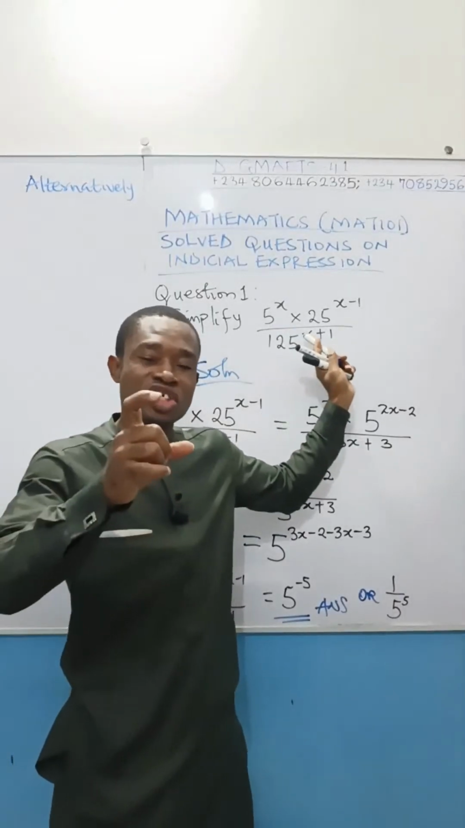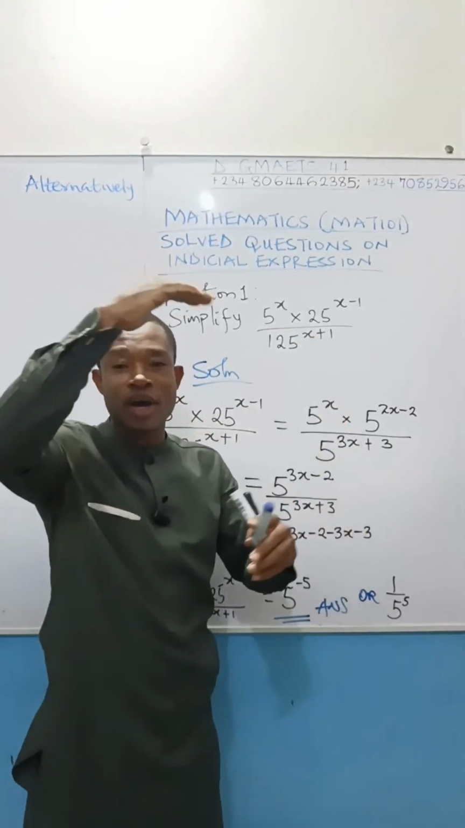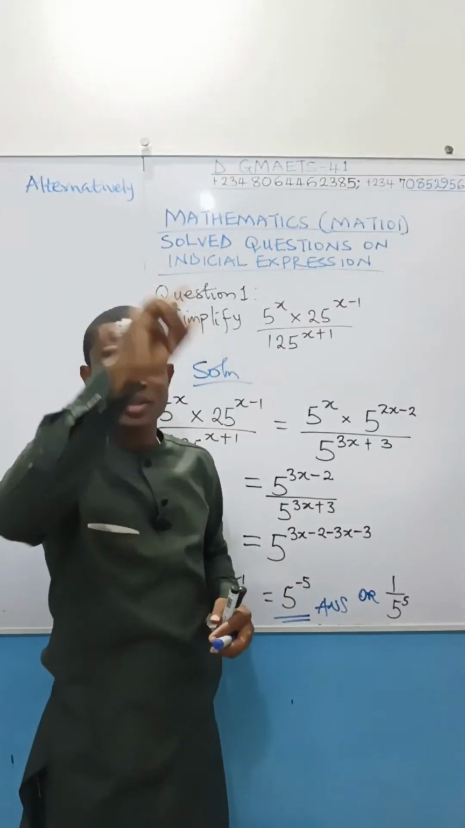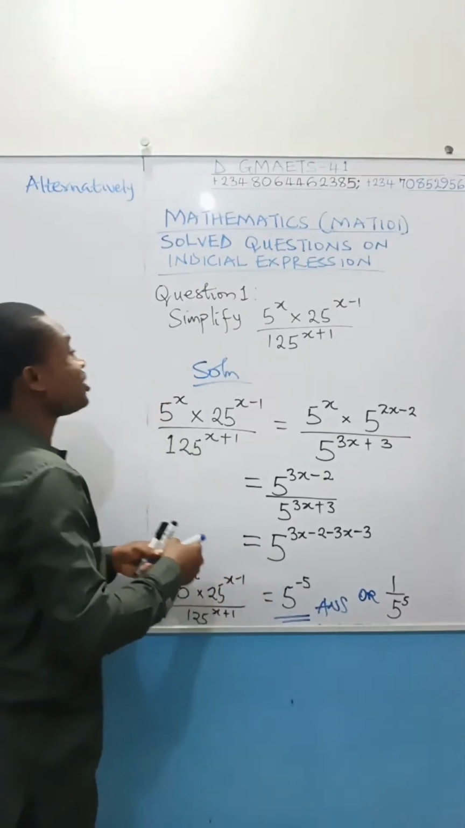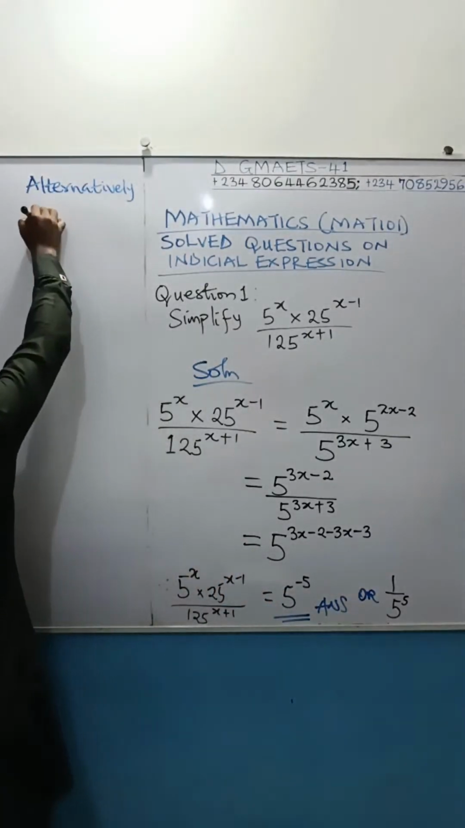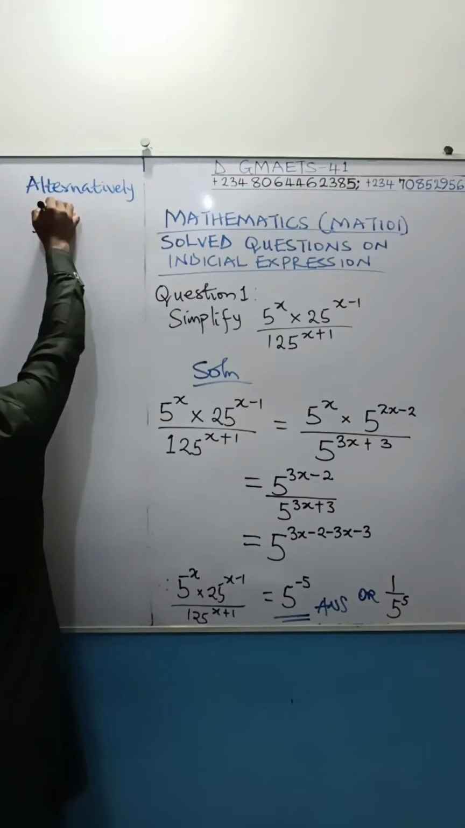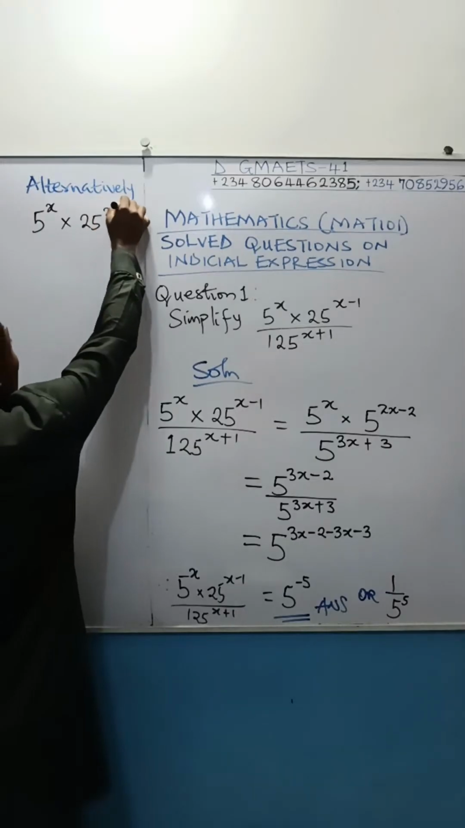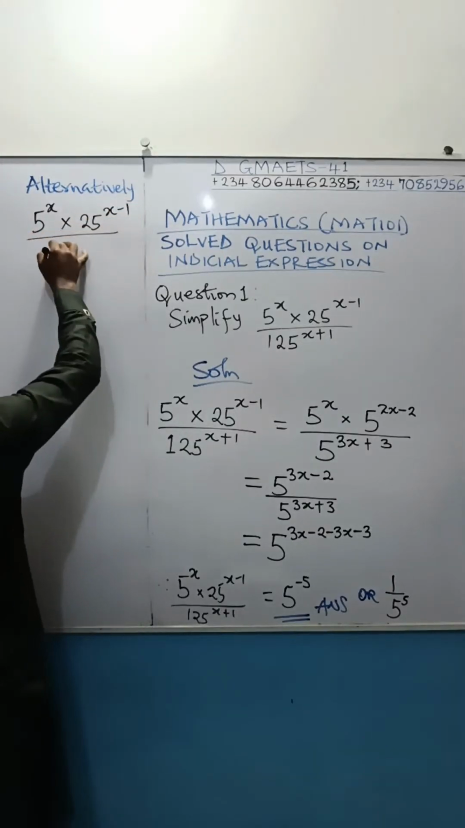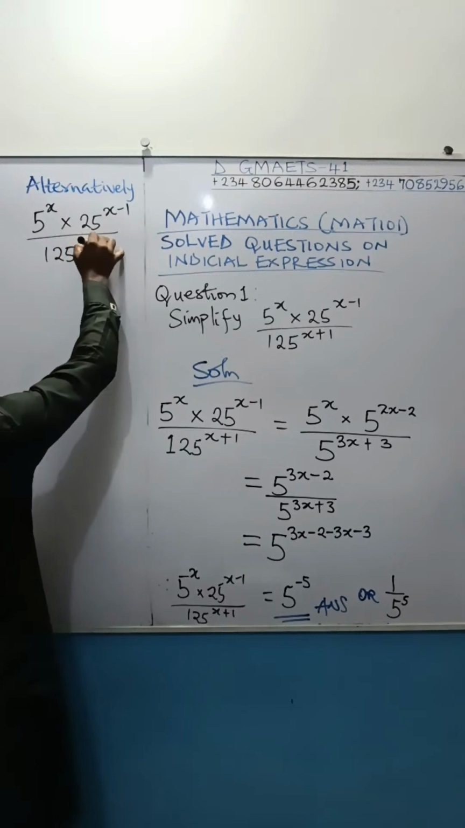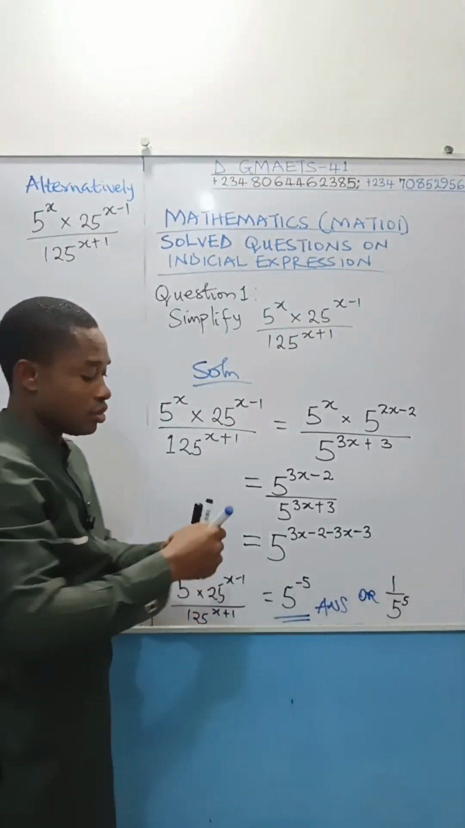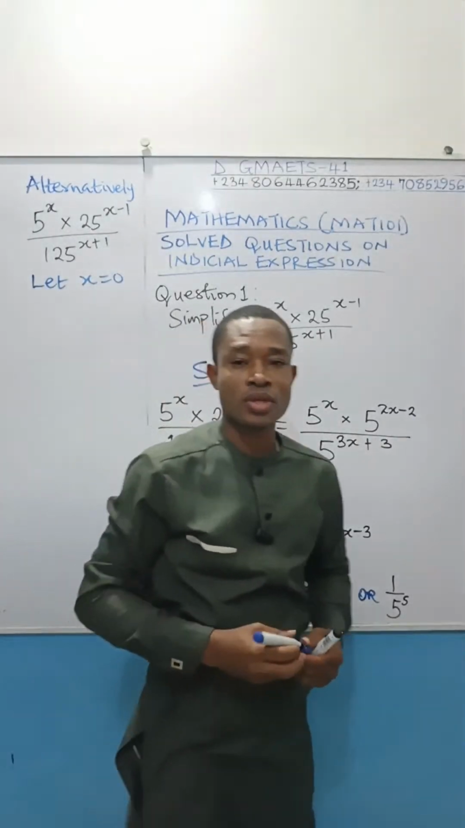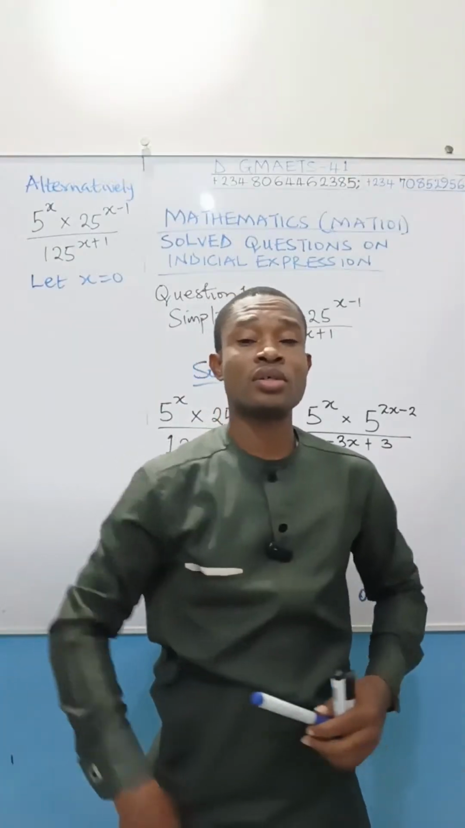So if I give you an indicial expression, and you observe that the powers have all these alphabets, the power contains an alphabet, an unknown, you can decide to select the unknown to be equal to 0. So I have something like this. Under an objective situation, CBT case, this is the best thing you have to do, the alternative method. You can say let x be equal to 0. Select that value, x equal to 0, straight on.